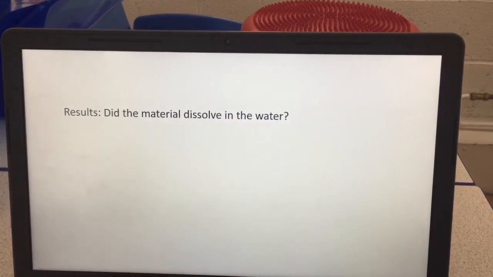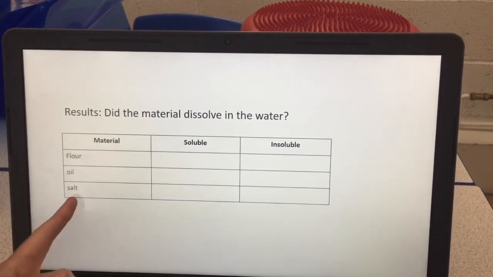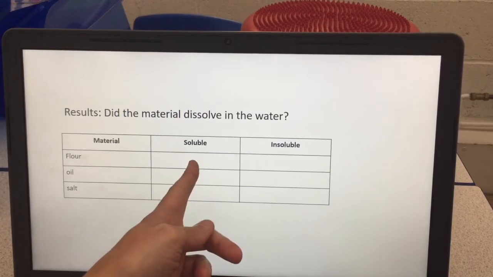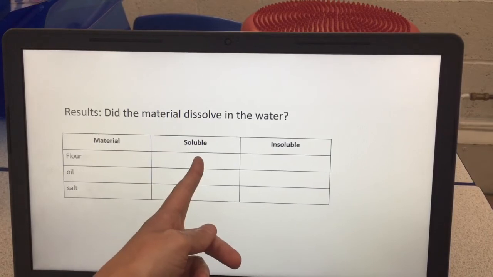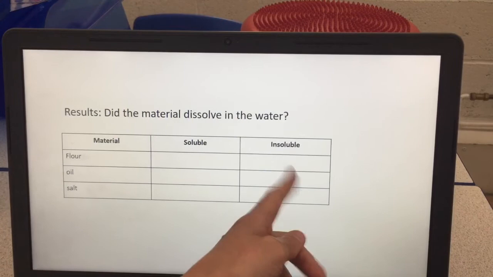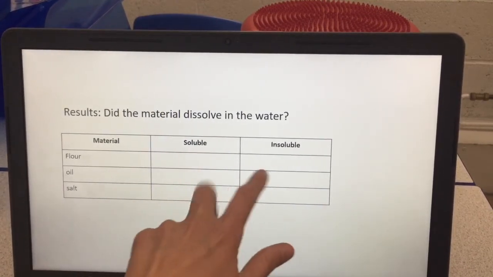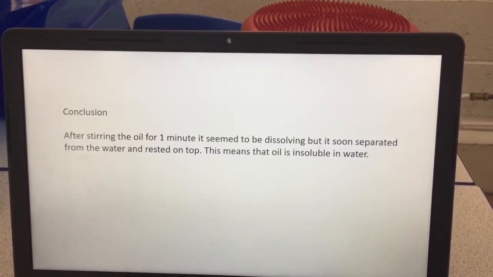Okay, so your results are, well, did your material dissolve in the water? So a suggestion could be to put it into a table like I've done here. So I've got my materials here that I was testing or observing, and I can simply put a tick here if the flour was soluble, did it completely dissolve in the water? Or if it wasn't soluble, if it was insoluble and it didn't dissolve in the water, I'd put a tick there. So I just need a tick in either column for each material. So I'm not going to fill that in because I don't want to give anything away because you've done your own investigation. Then it comes to writing up your conclusion.